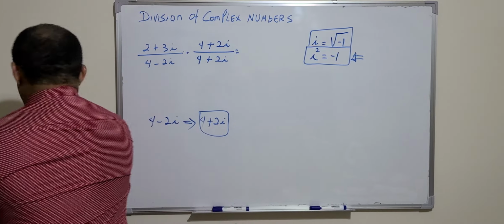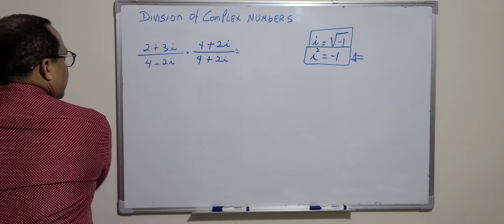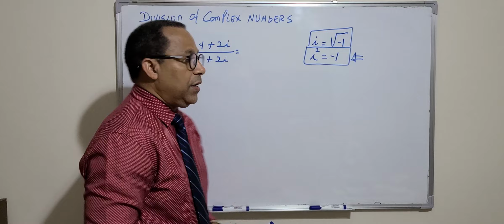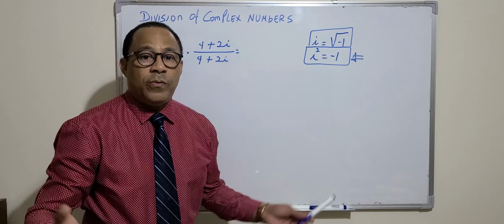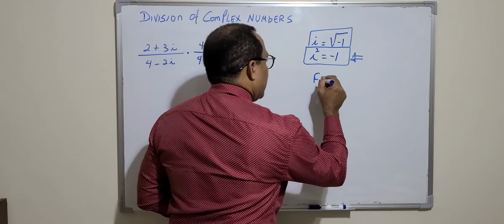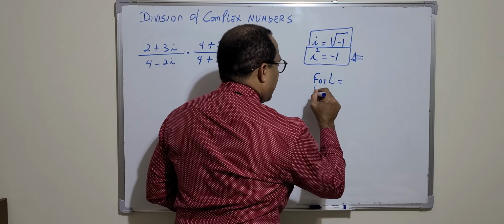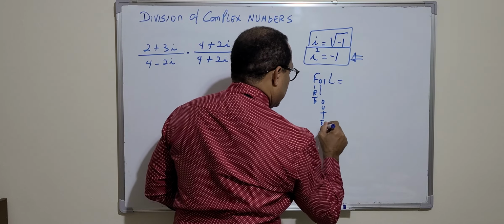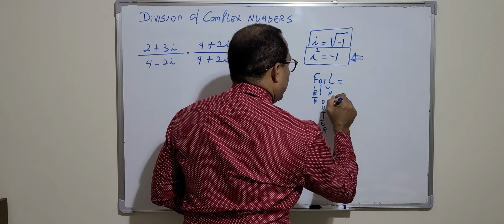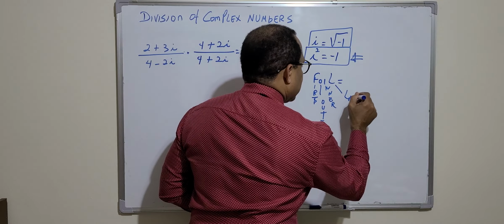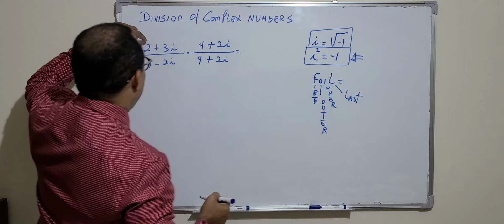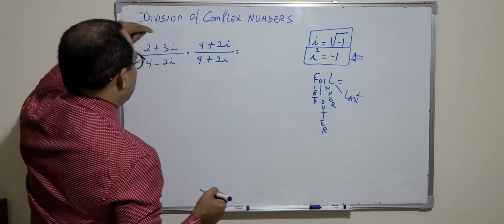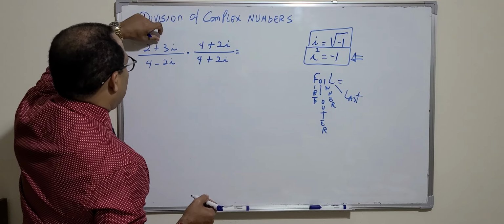Let's multiply this. In order to multiply binomials, as we have seen in previous classes, we may use the FOIL method. Let me remind you, FOIL: this is first, this is outer terms, this is inner, and this is last. So we are going to be multiplying the first terms, the outer terms, the inner terms, and the last terms.